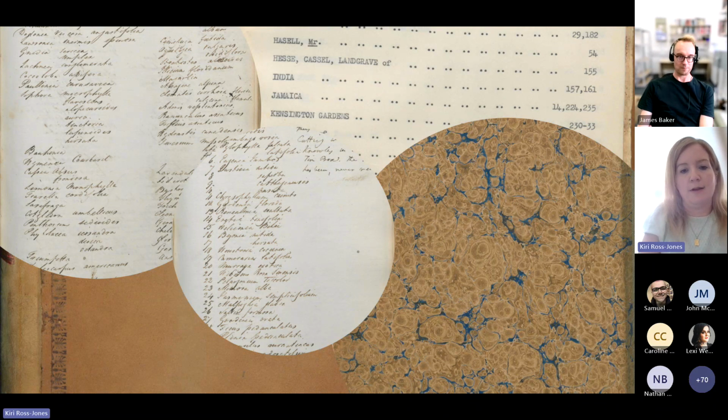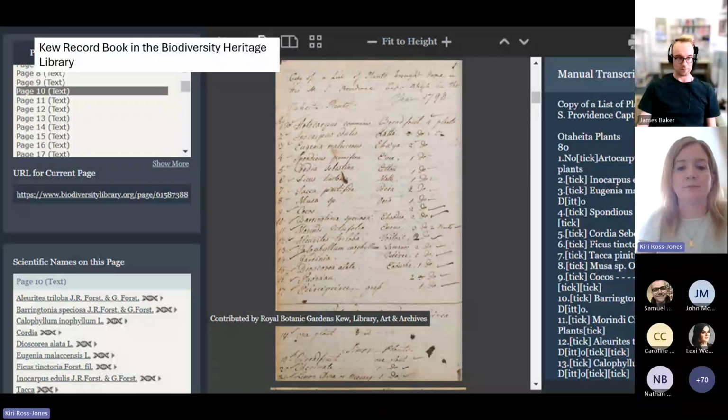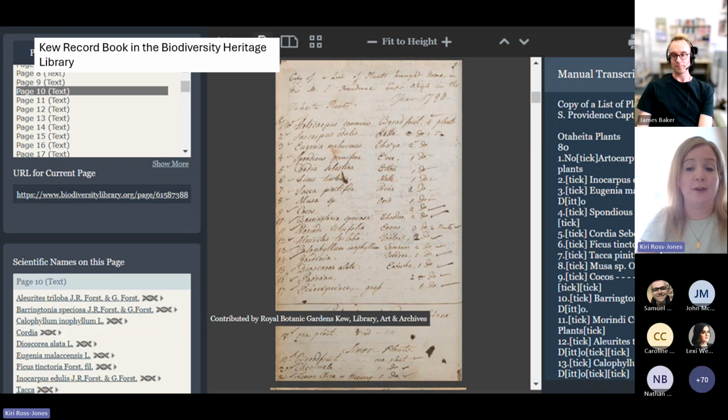Back in lockdown, we had a project with the University of Southampton and volunteers from University of the Third Age to transcribe the very first volume in the series, which dates from 1793. It took a team of 20 volunteers about 7 months to do this 400-page volume. You can see their transcription there, which is now hosted in the Biodiversity Heritage Library.